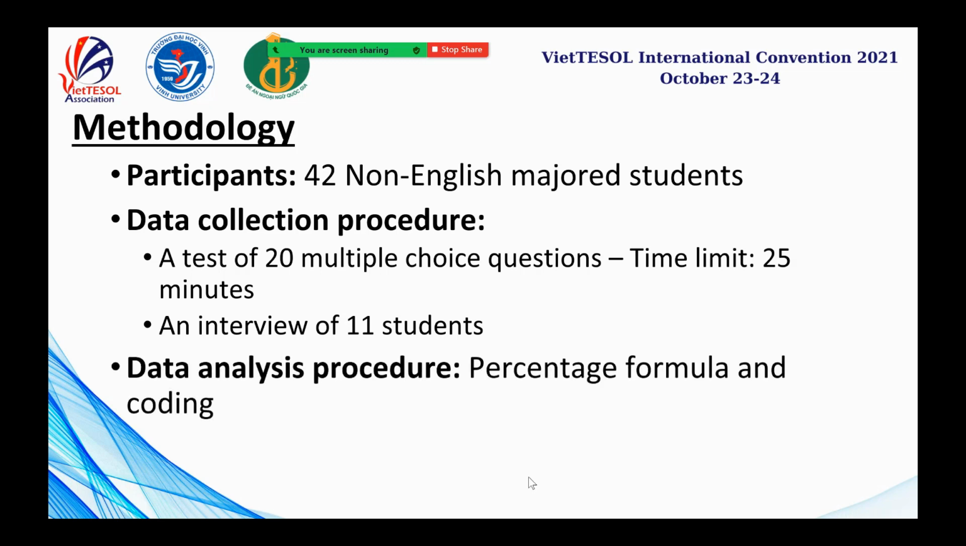For the data analysis procedure, for the first research question, the researcher used the percentage formula to find out which one is the most common error made by the students. And for the second research question, the researcher tried to code the themes of the participants' responses from the interviews to find out the students' difficulties and also their suggestions in learning relative clauses.